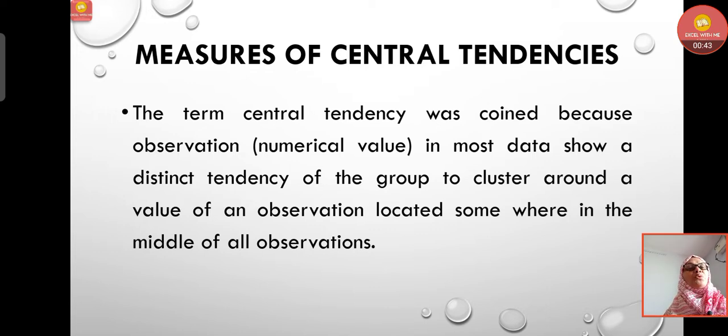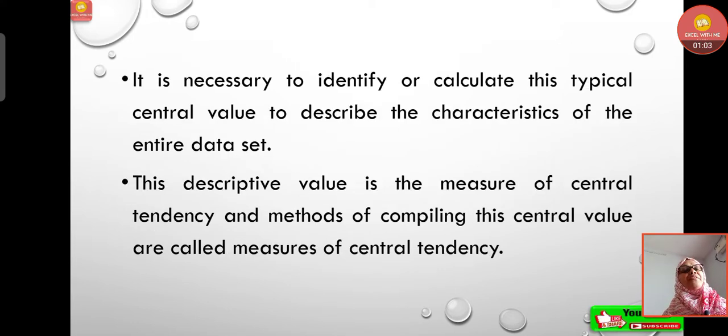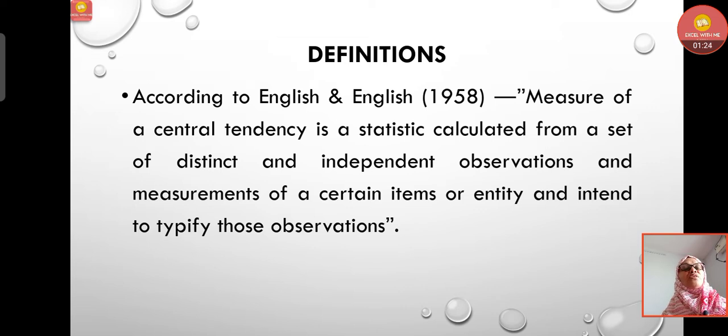The term central tendency was coined because observations, that is numerical values, in most data show a distinct tendency of the group to cluster around a value of an observation located somewhere in the middle of all observations. It is necessary to identify or calculate this typical central value to describe the characteristics of the entire data set. This descriptive value is the measure of central tendency, and methods of computing this central value are called measures of central tendency.